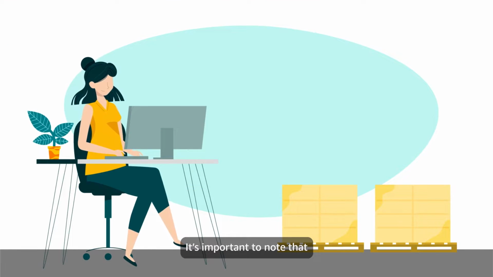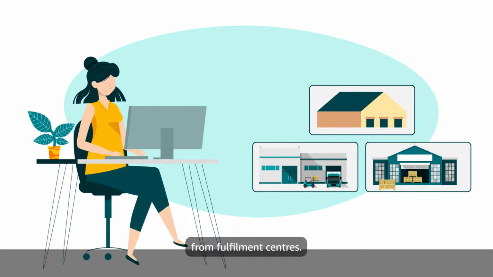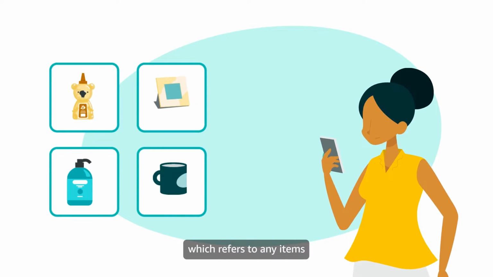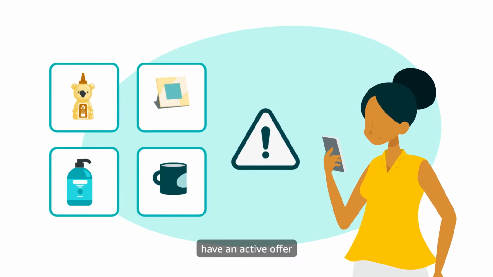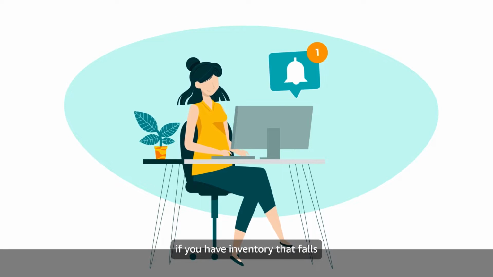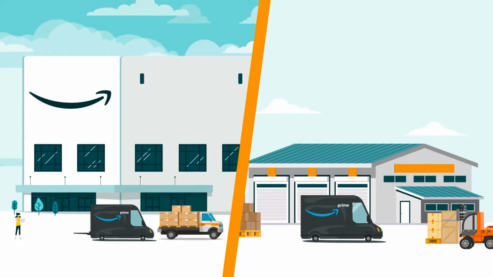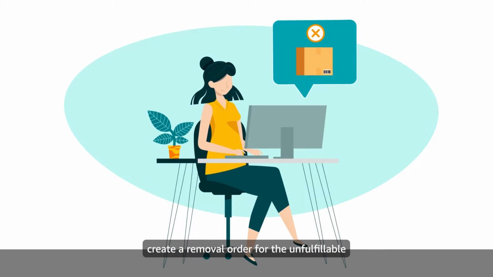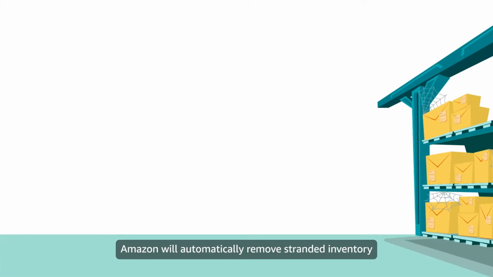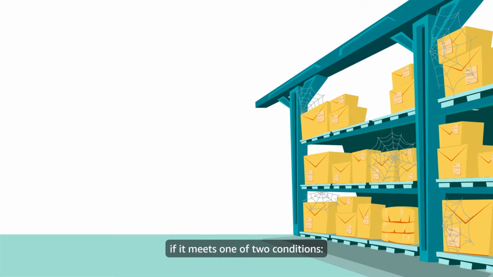It's important to note that you'll need to remove your unfulfillable inventory from fulfillment centers. The same is true for stranded inventory, which refers to any items that don't have an active offer and aren't available for purchase by customers. We'll notify you if you have inventory that falls within either of these categories. To avoid disposal of your inventory, create a removal order for the unfulfillable or stranded items within 30 days of receiving the notice. Amazon will automatically remove stranded inventory if it meets one of two conditions.